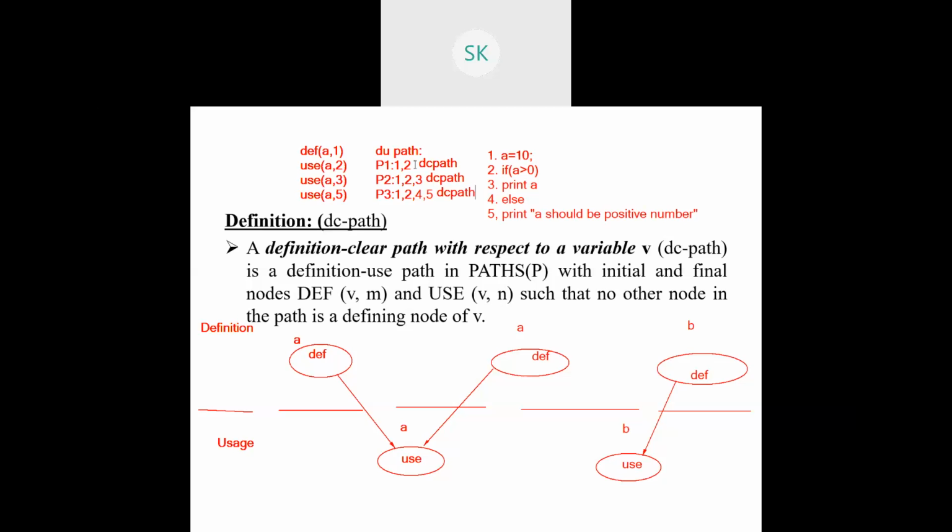That's how the answer has been formed. You cannot have a definition once again with the same variable, otherwise the first variable definition will be gone. Just to avoid it, we need to go with the definition clear paths. Otherwise, any particular path you take will be a definition usage path. Understand it? Now, I'll just erase this for the time being.